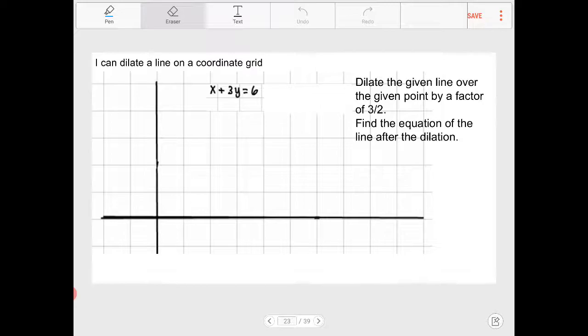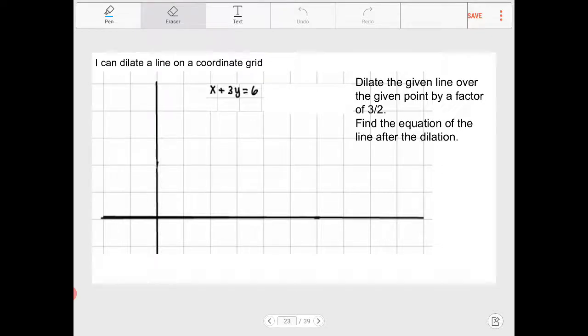All right, so here you're given an equation in standard form, and what you need to do is dilate this by a factor of 3/2, and we're going to find out what the equation is. Now, when you're doing this, there's no mention of where the center of dilation is, so by default it would be over the origin. So let's first plot this thing out.